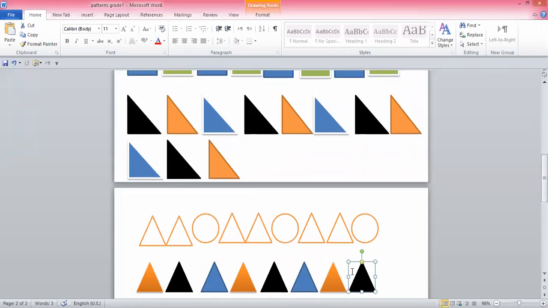Look at this pattern. Orange, black, blue, orange, black, blue, orange, black. Tell me the color of the next triangle. Yes, I'm waiting. Muaz, tell me the answer. Look at the pattern. What is the color of the first triangle? Orange. Then black, then blue, then orange, then black. So after black, which color should be next?